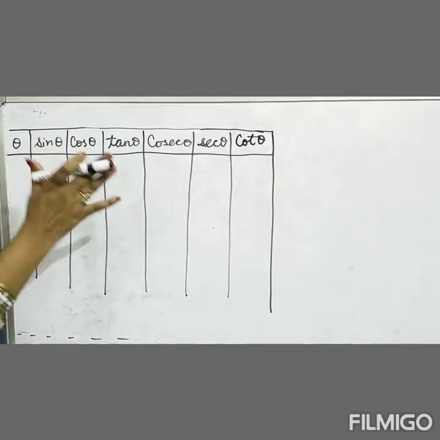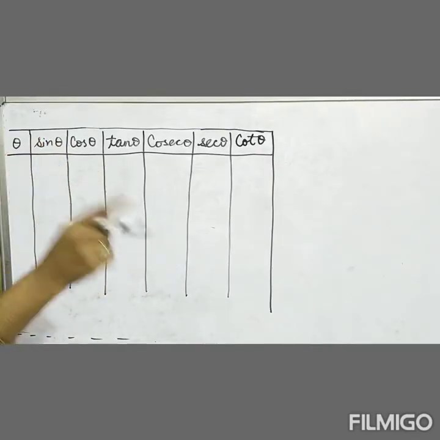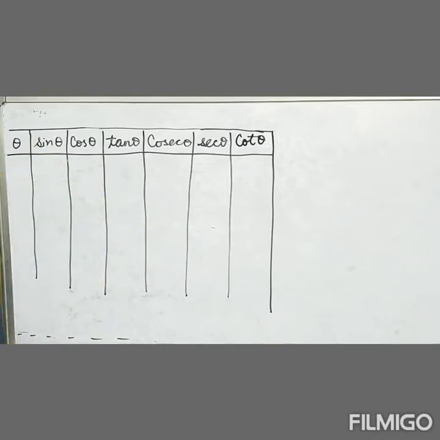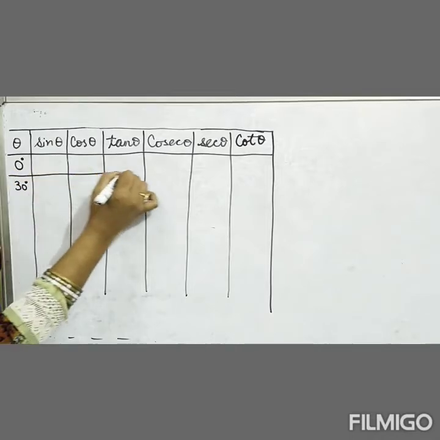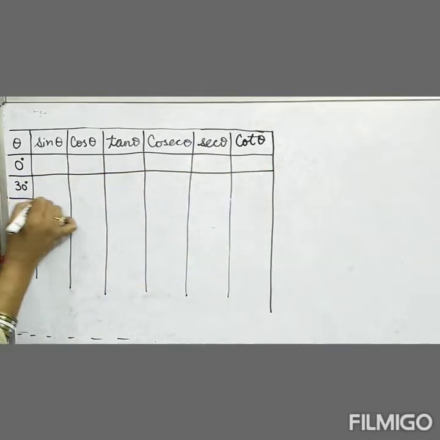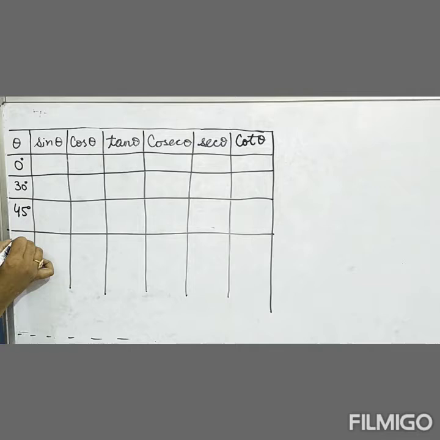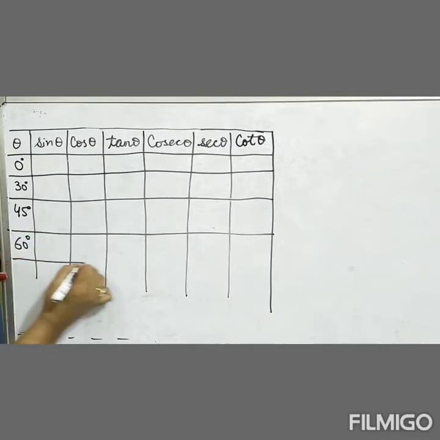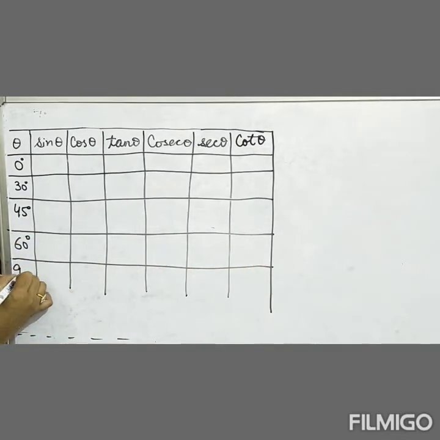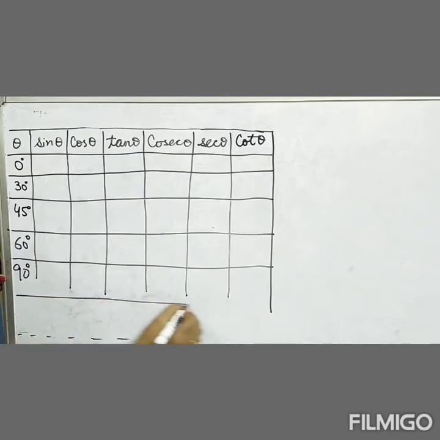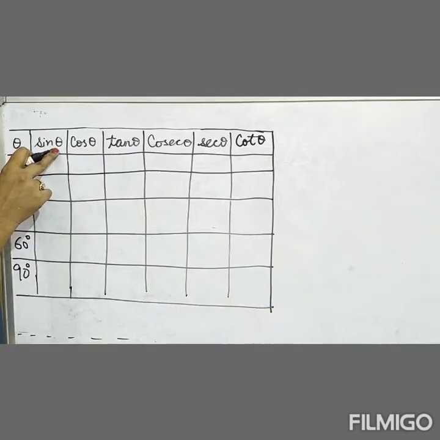Now I will tell you how to make the table for those specific angles. That means 0. Let us write 0 degree, 30 degree, 45, 60, and the last one is 90 degree. Okay. Theta here is representing the angle.